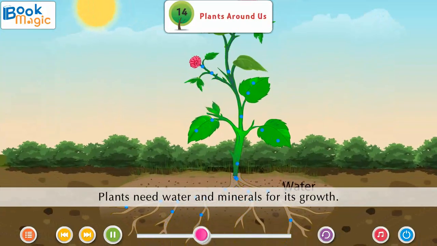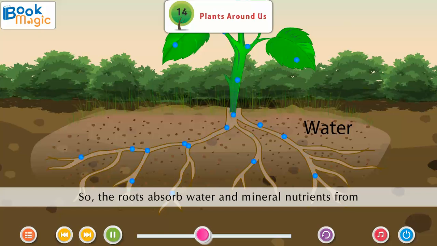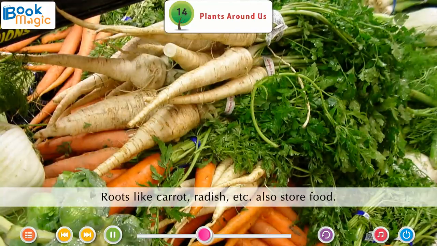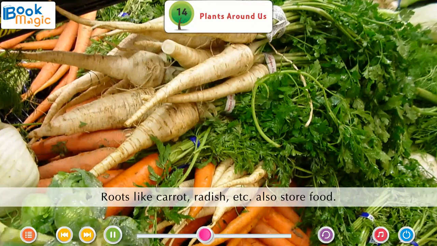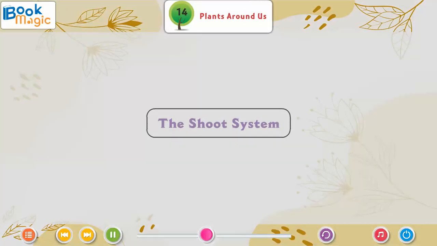Plants need water and minerals for their growth. So, the roots absorb water and mineral nutrients from the ground and transport them to the stem. Roots like carrot, radish, etc. also store food.